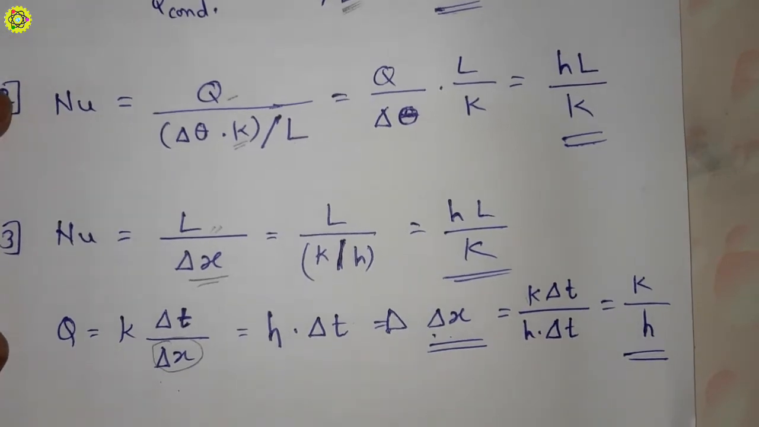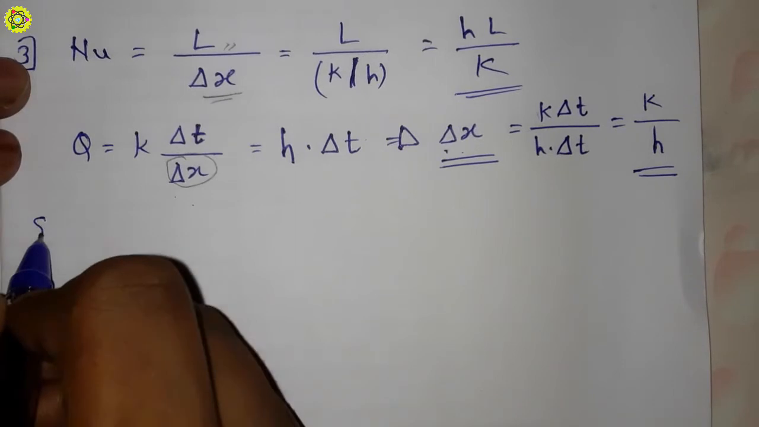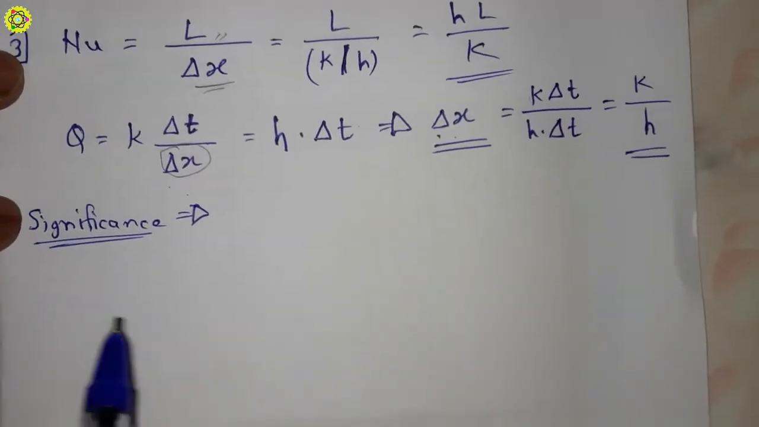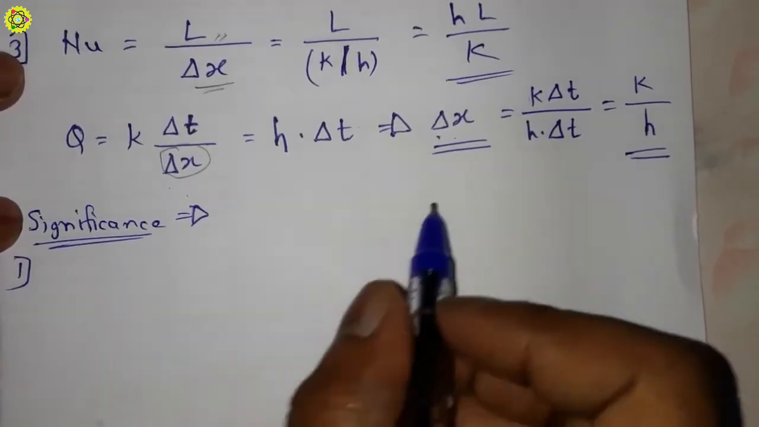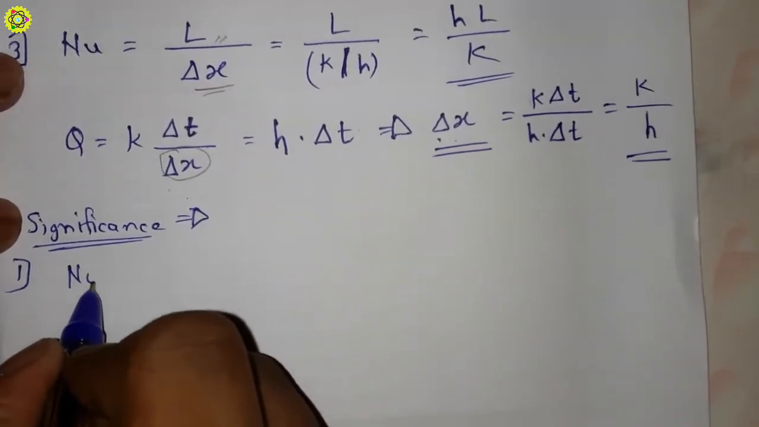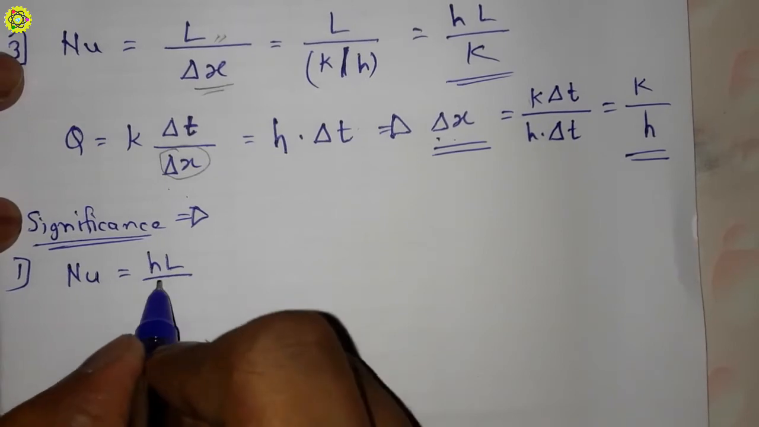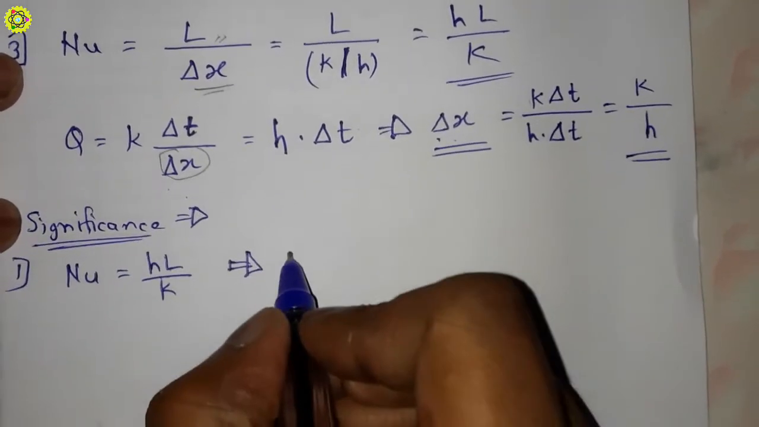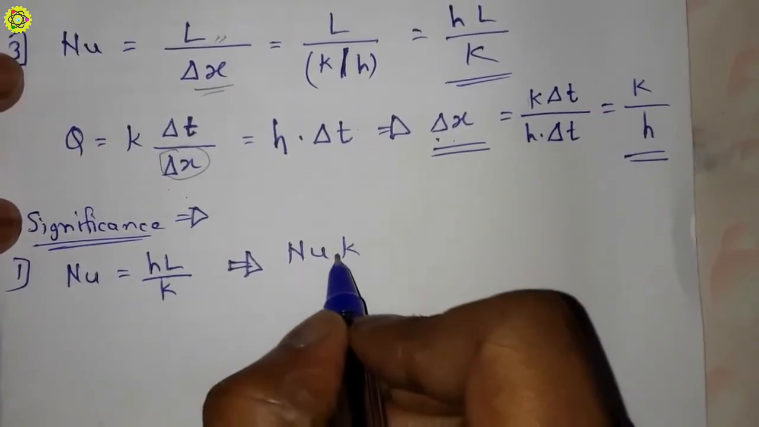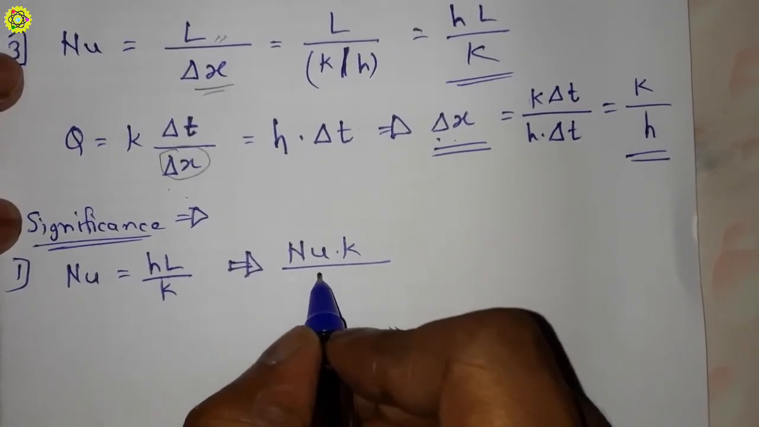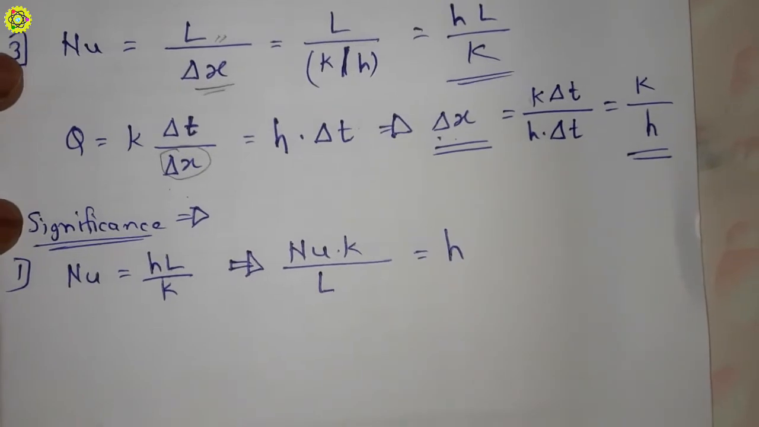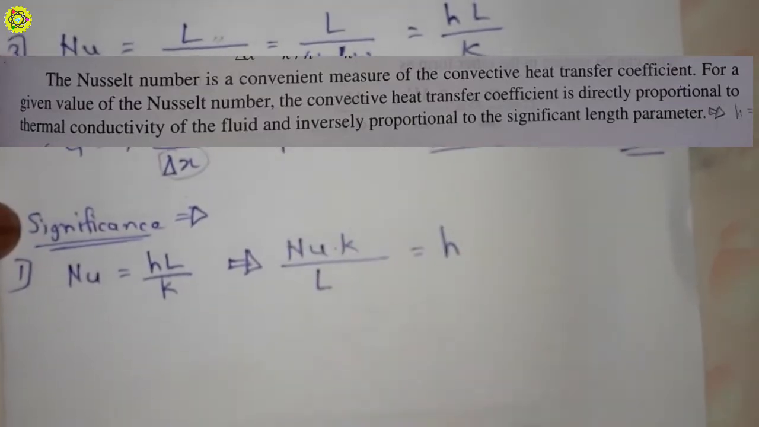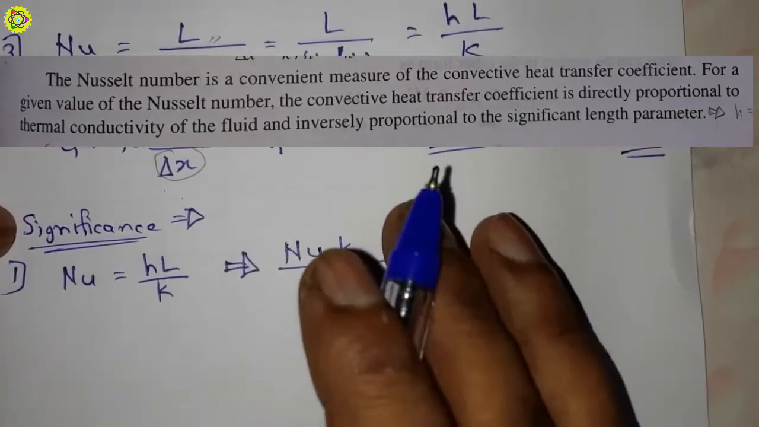Now, further, we will see the significance. The first significance: as you can see, this is our equation, Nusselt number is equal to HL upon K. Simplifying this for our understanding, Nu times K upon L is equal to H. So the significance is that the Nusselt number is a convenient measure of the convective heat transfer coefficient.